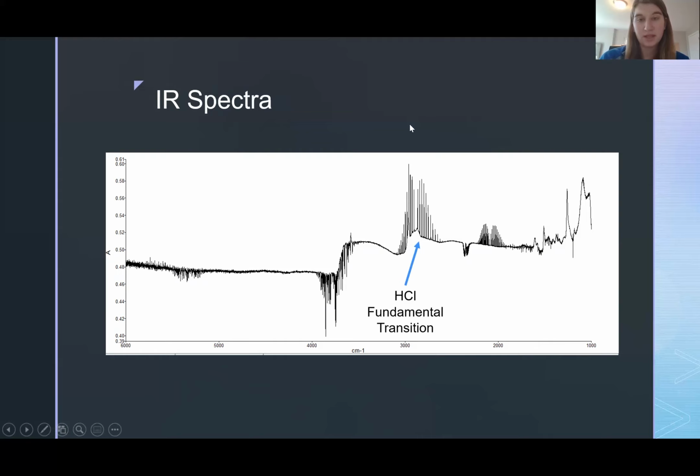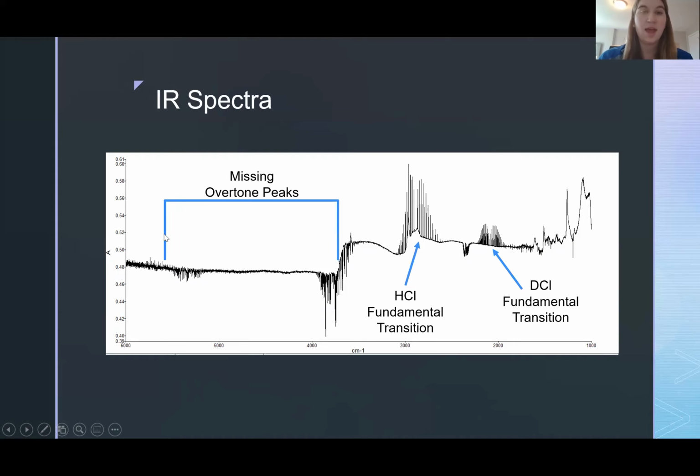Here you can see the HCl fundamental transition, which was very intense. And then here you can see the DCl fundamental transition, which was less intense. And then in this region, you can see that there are no overtone peaks, although there should be. So this data was obtained from our lab instructor in order to complete the analysis.